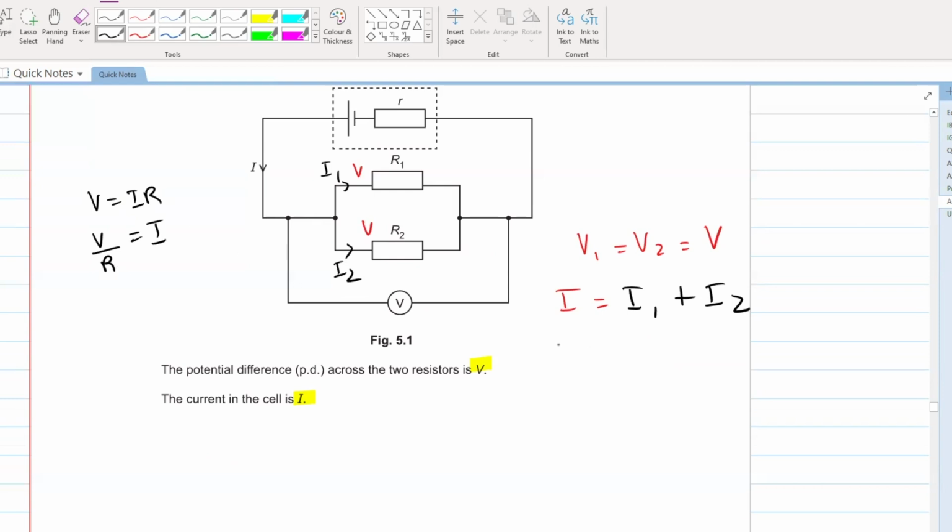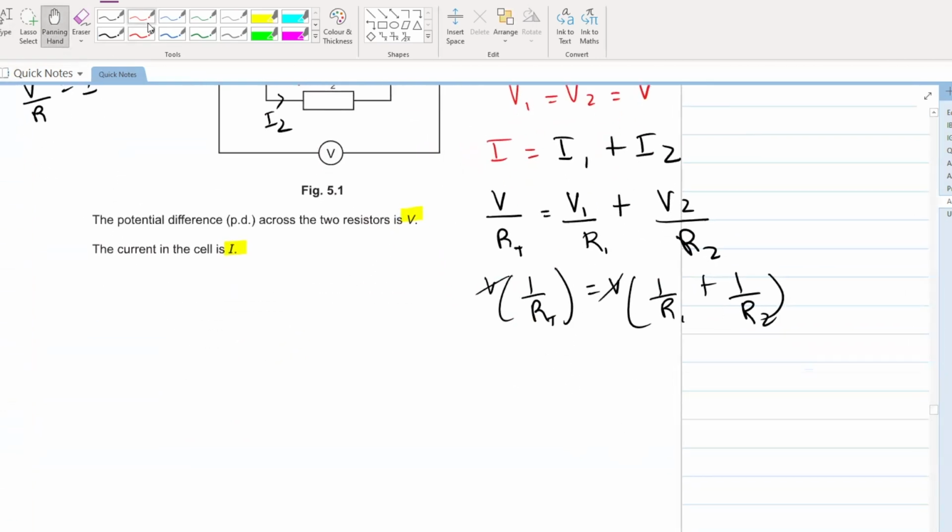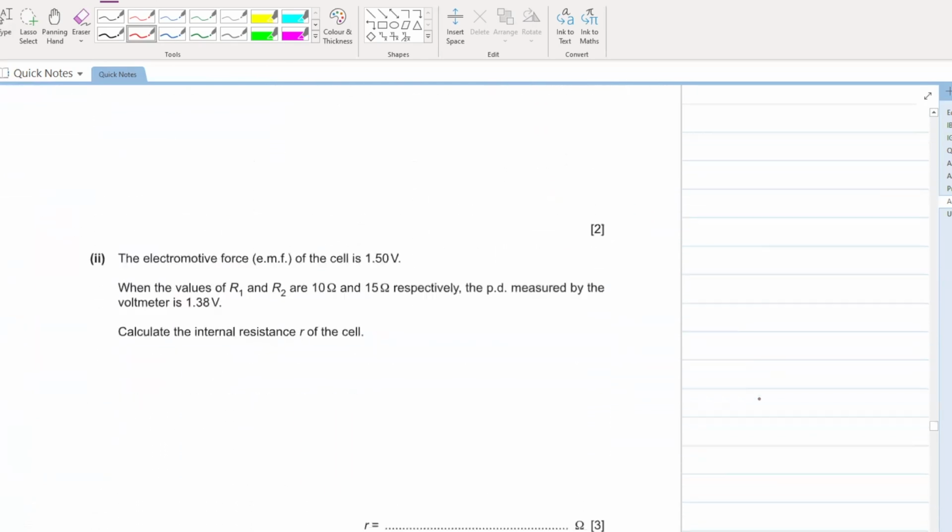Current I is equal to V over the total resistance RT, which is voltage V1 divided by the resistance R1 plus voltage V2 divided by the resistance R2. Let's take voltage as common: 1 over RT is equal to V times 1 over R1 plus 1 over R2. V and V cancel out. What will be your final answer? 1 over RT is equal to 1 over R1 plus 1 over R2. Simple. Derivation done. Let's move ahead.